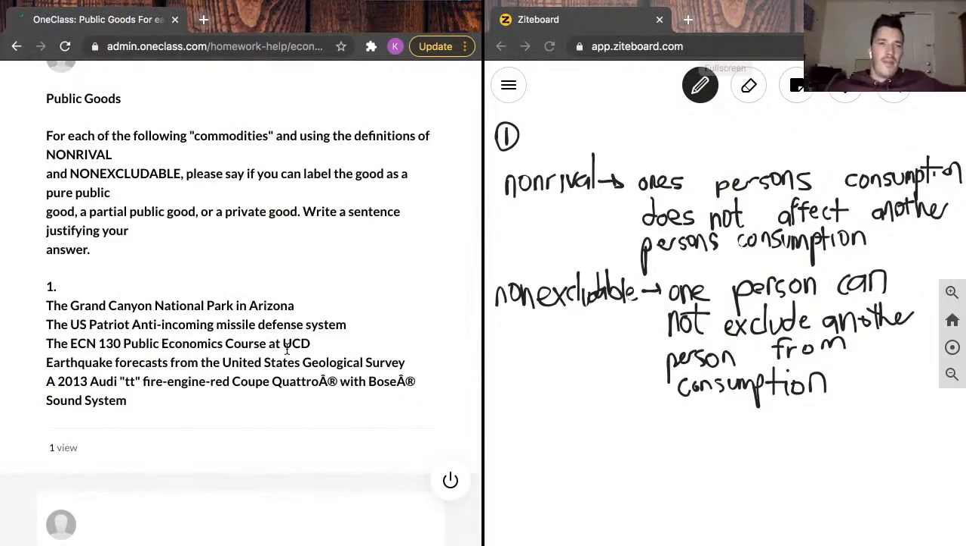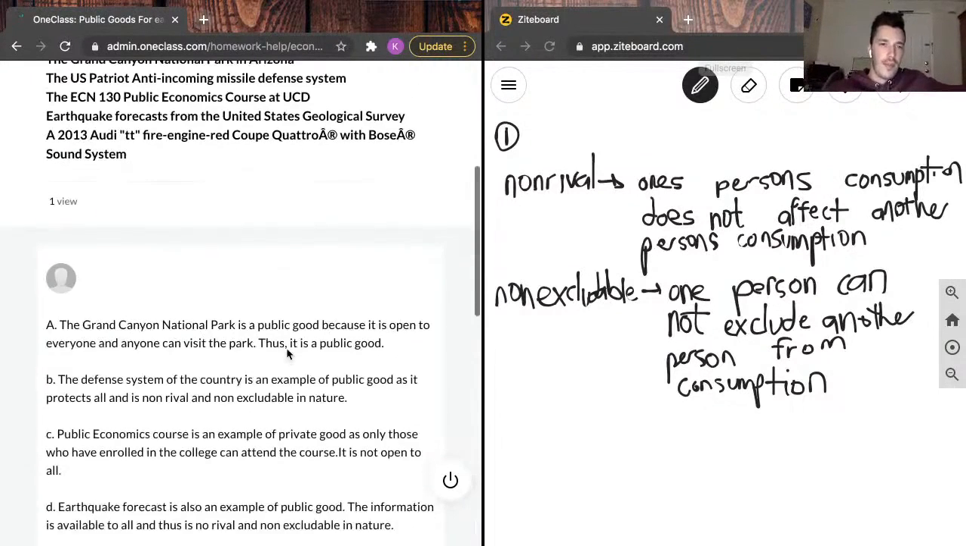And they would like us to label the good as a pure public good, which is non-rival and non-excludable, a private good, which is rival and excludable, or a partial public good, which I believe is one of non-rival and excludable, or non-excludable and rival.